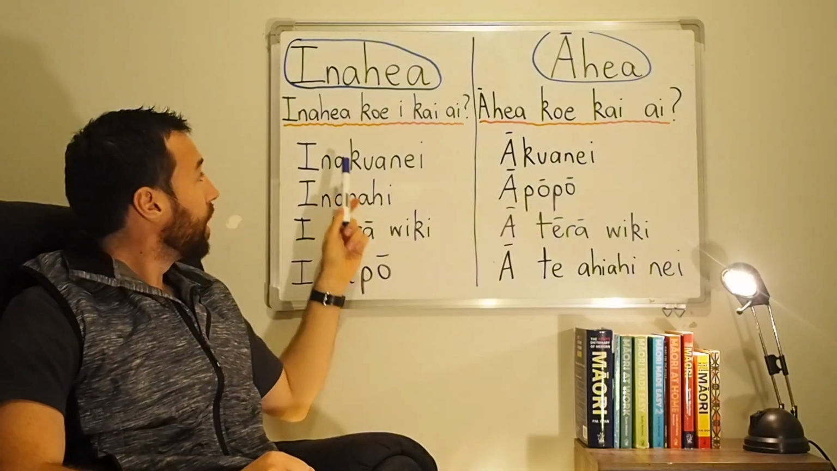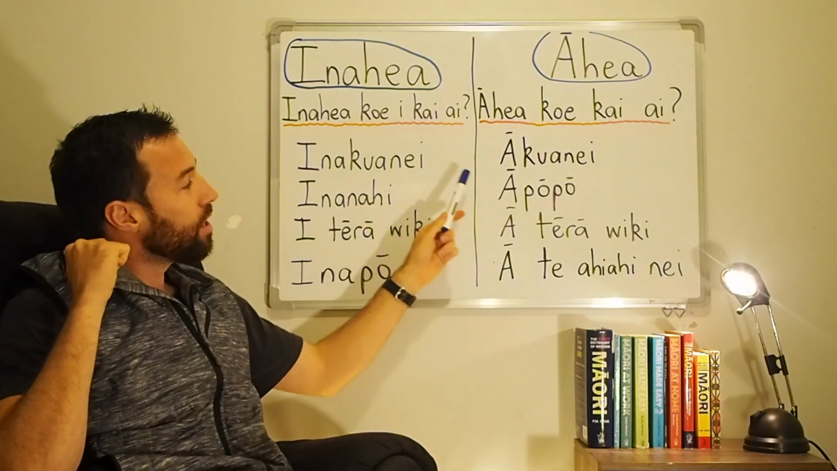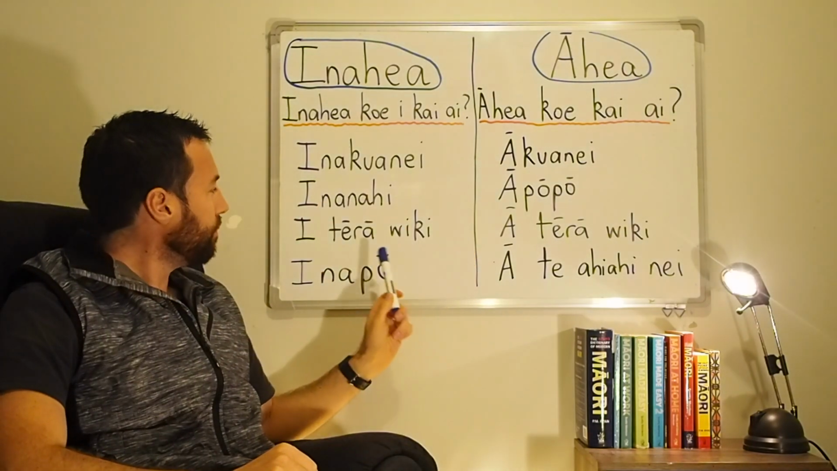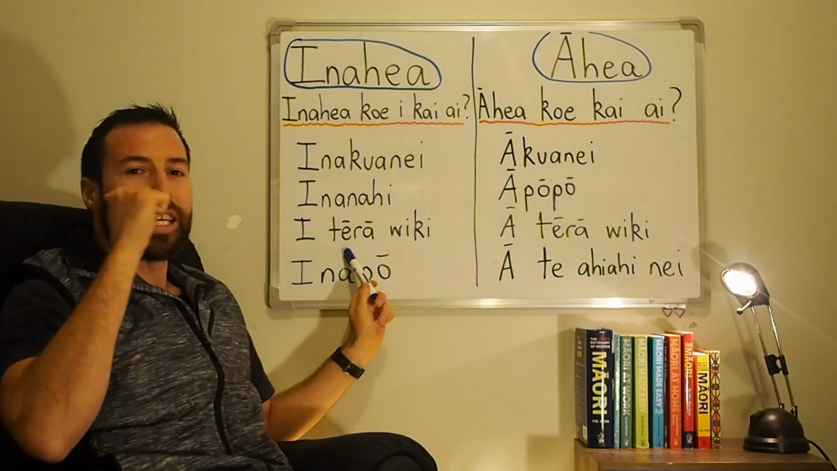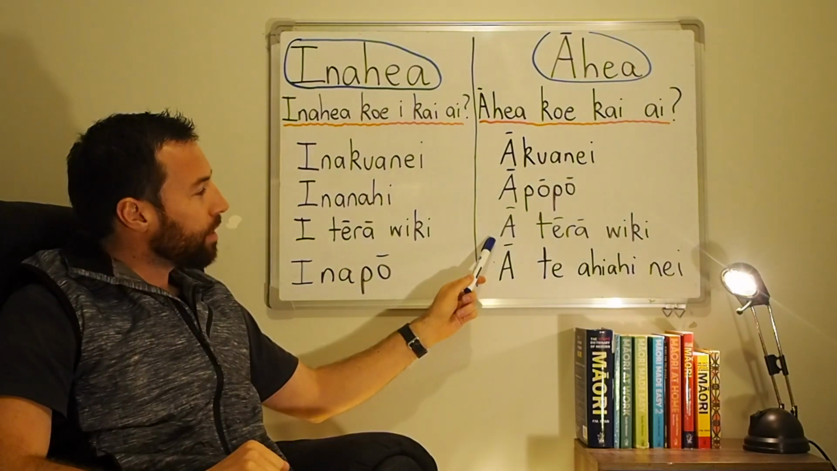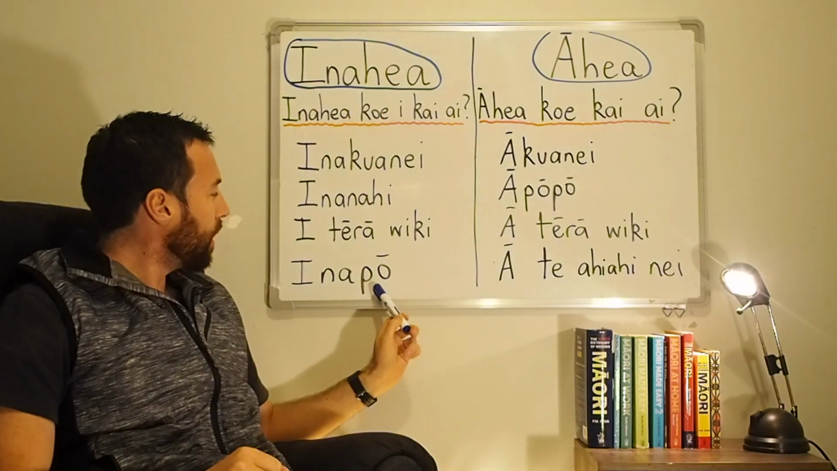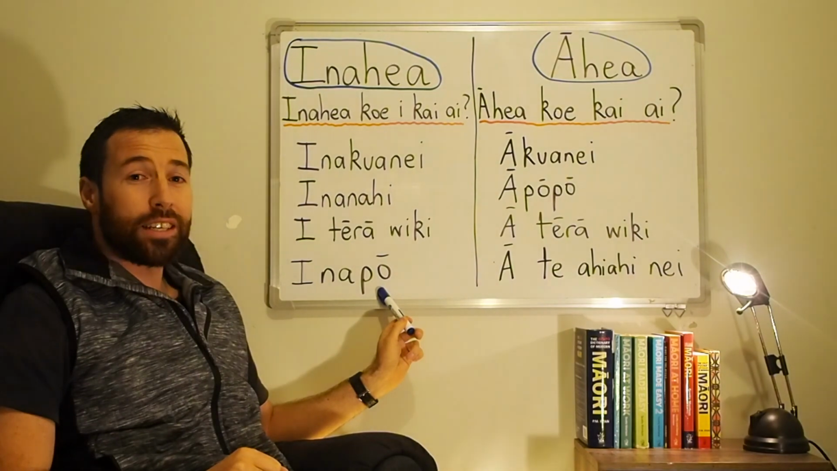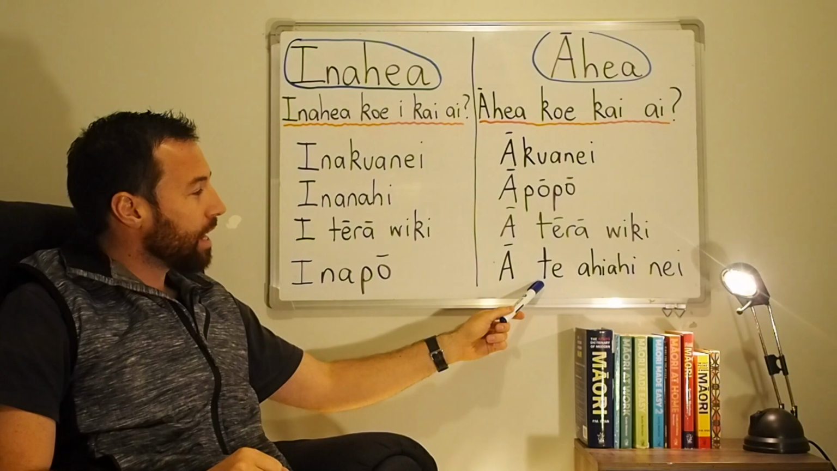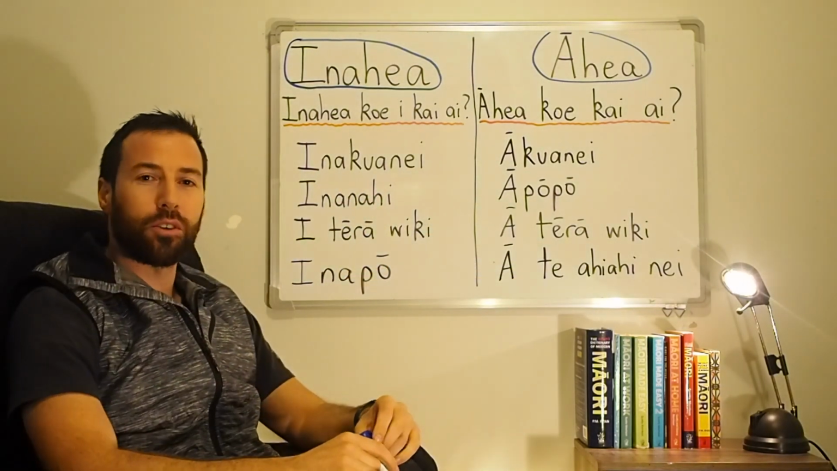When did you eat? "Inanahi." Yesterday. When will you eat? "Āpōpō." Tomorrow. When did you eat? "I te rāwhiki." Last week. When will you eat? "Ā te rāwhiki." Next week. And finally, when did you eat? "Inapō." Last night. And when will you eat? "Ā te ahiahi nei." In the afternoon, this afternoon.